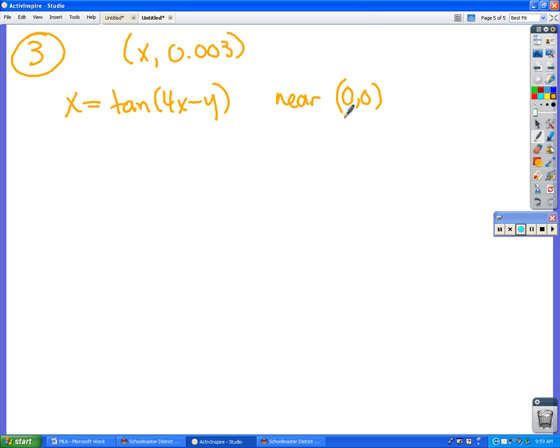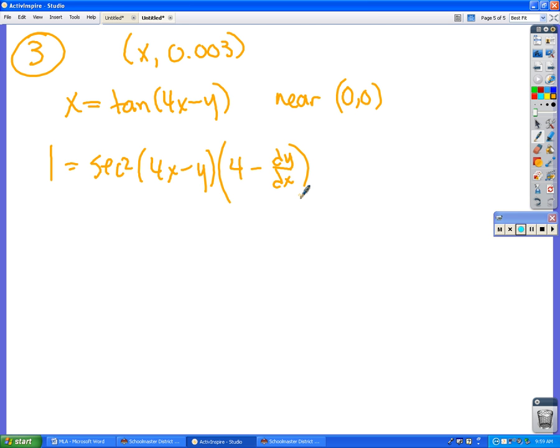Okay, so the derivative of x is 1. The derivative of tangent is secant squared. We leave this stuff alone, and then we multiply by the derivative of the stuff inside, which would be 4 minus dy/dx. This one actually isn't minus 5. So did you just take the derivative? I did that. Okay, dy/dx or y prime, whatever.